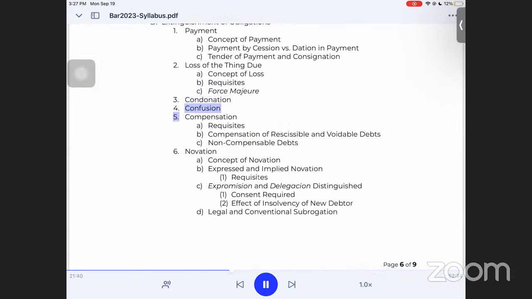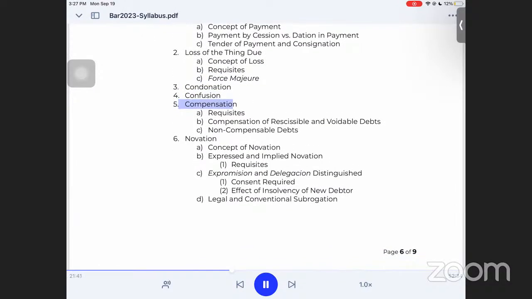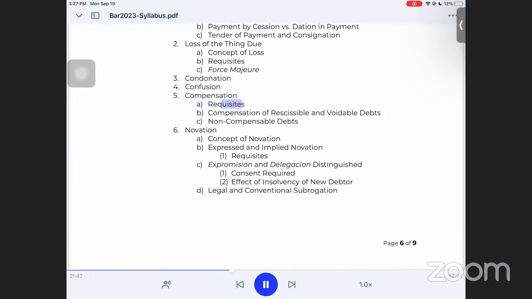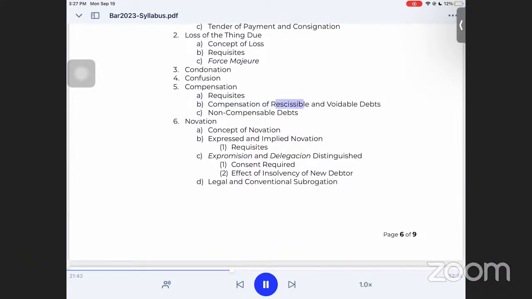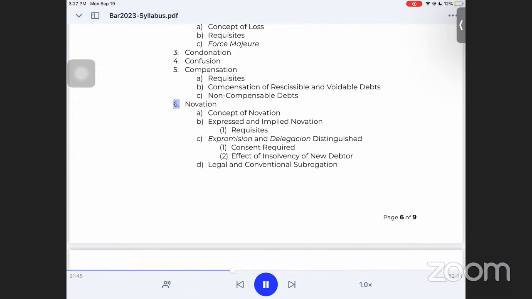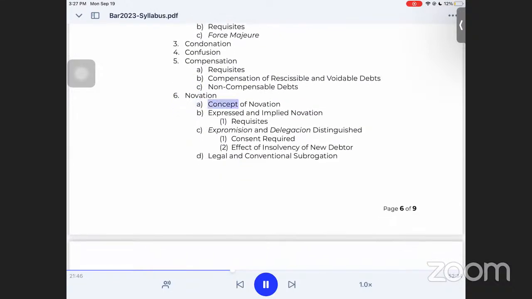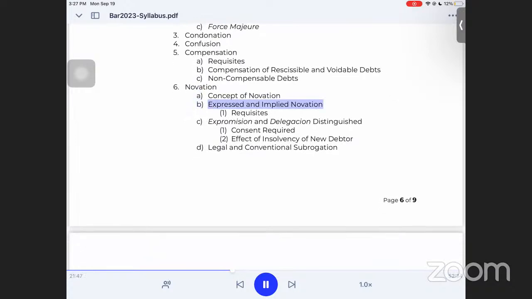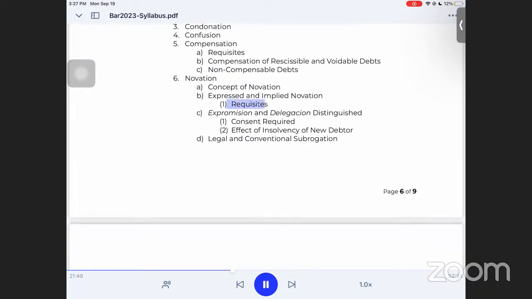Condonation. 4. Confusion. 5. Compensation. A. Requisites. B. Compensation of assisted voidabilities. C. Non-compensable debts. 6. Novation. A. Concept of novation. B. Expressed implied novation. 1. Requisites.